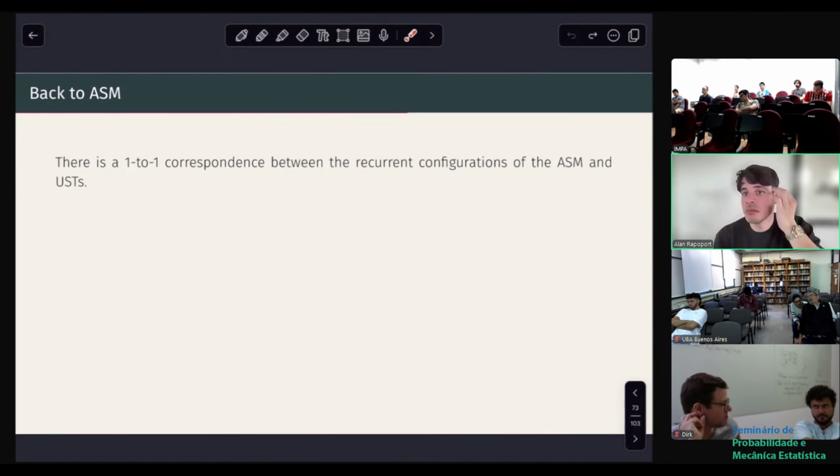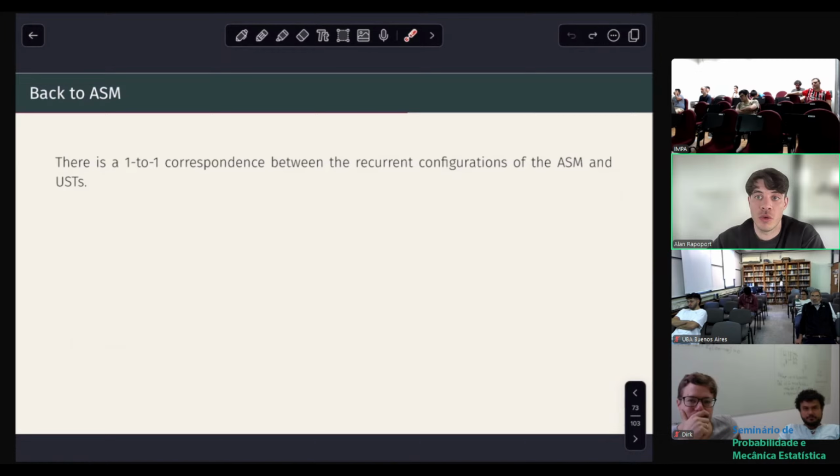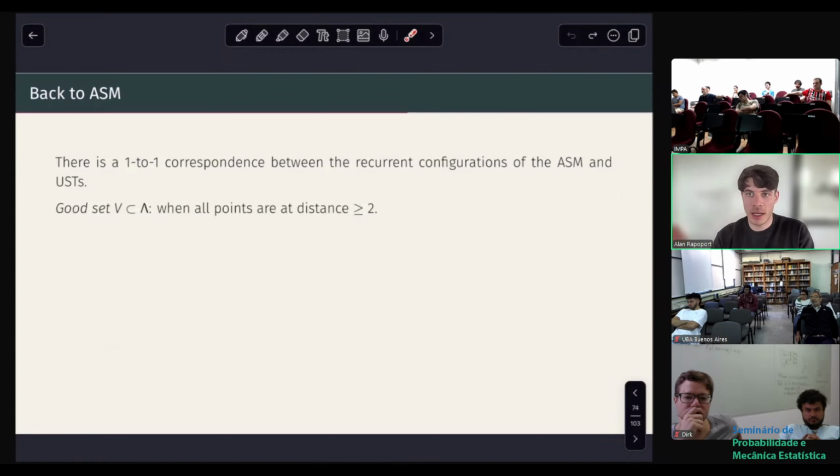And for that, one of the things that people have studied, and this was studied already in the very first paper ever for the ASM by Dhar in the 1990s. One of the main results is that there is a one-to-one correspondence between recurrent configurations of the ASM and USTs. Given a uniform spanning tree, I can give you a configuration that will happen for the Abelian sandpile in the recurrent case, and the opposite also holds. So there's a very straightforward algorithm to identify those two.